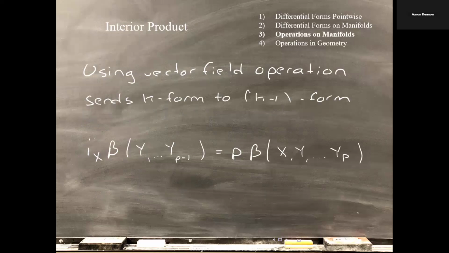Okay, and then there's another operation we can consider called the interior product, which sends a k-form to a k minus 1 form, so it decreases the degree by 1, and this is defined as such. So this involves a vector field X in the definition of this interior product, and it basically becomes the argument in the beta as far as the definition is concerned.